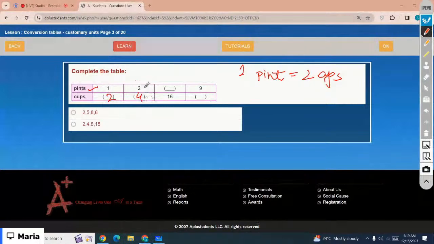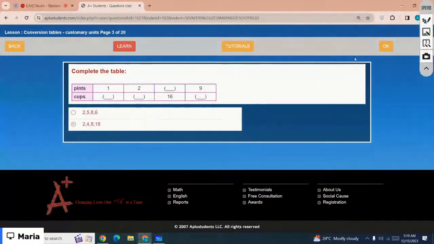You have to multiply. You're going from bigger to smaller unit. You are given 16 cups. Divide 16 by 2. 16 by 2 is 8. 9 times 2, that is 18. So the values are 2, 4, 8, and 18. Right? Option number 2 is the correct option. Got it? The correct option is option number 2. That is 2, 4, 8, and 18 is the correct option.